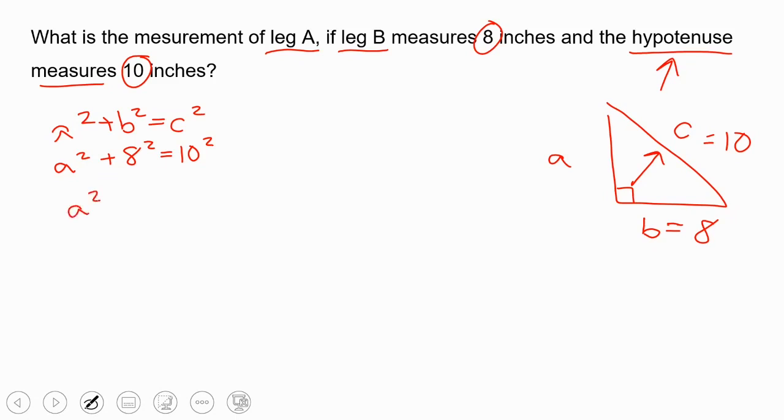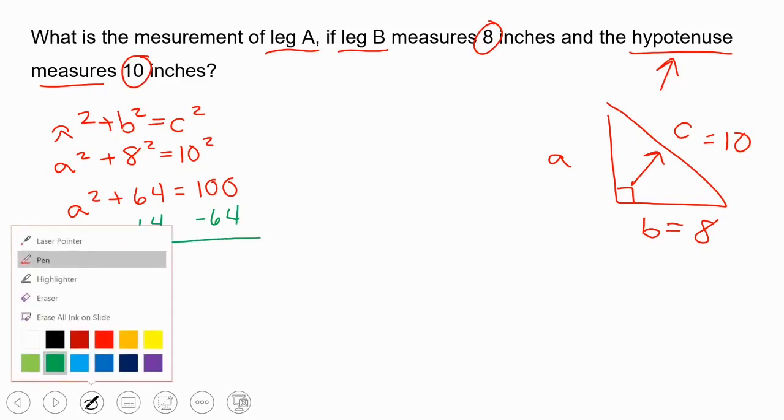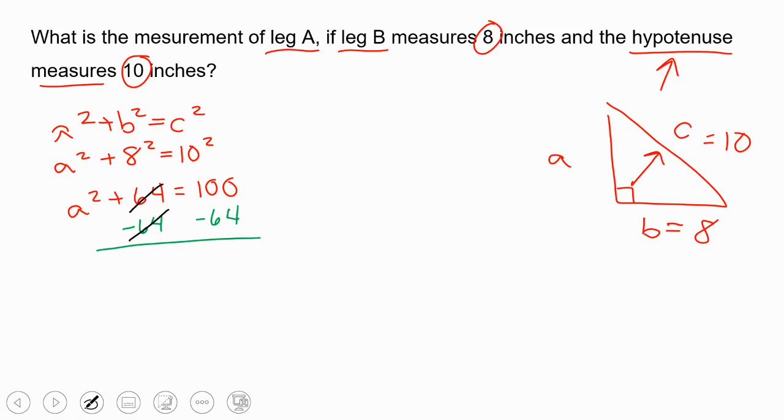So A squared, bring that down. 8 times 8 is 64. 10 times 10 equals 100. But remember that we need to get A by itself, so we're going to subtract 64 from both sides of the equal sign. These two are going to equal 0, so they cancel out, leaving me with A squared. And then 100 minus 64 gives me 36. But remember that I just want A, so I have to take the square root of both sides.